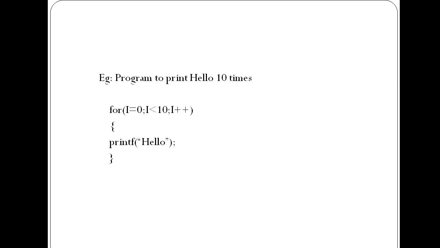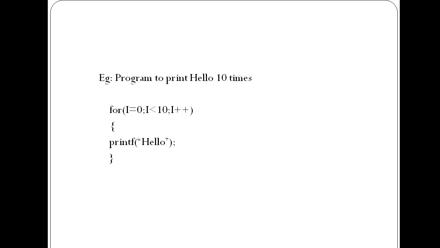And then we have our increment operator. There are two types of increment operator. One is pre-increment and another one is post-increment. About this pre-increment and post-increment, we are going to learn in detail in the later stages. As of now, this is how for loop looks like.